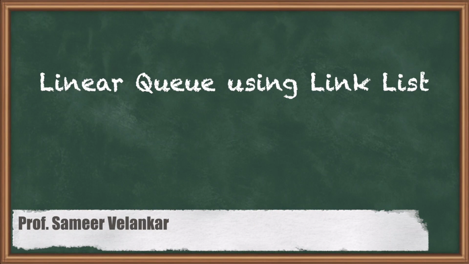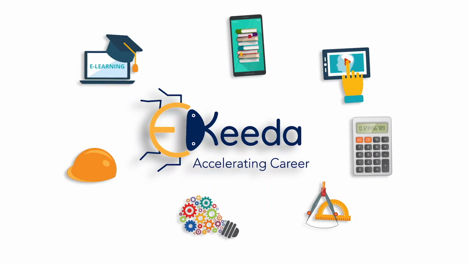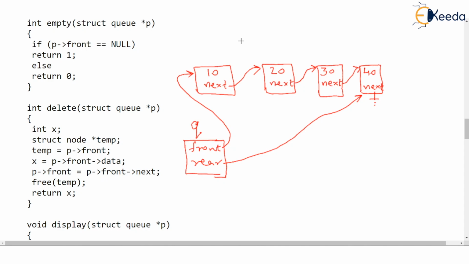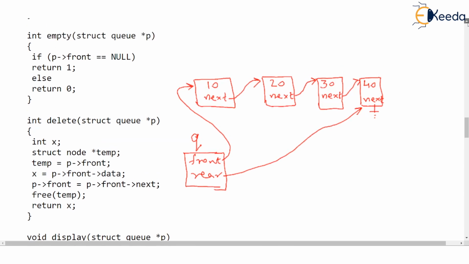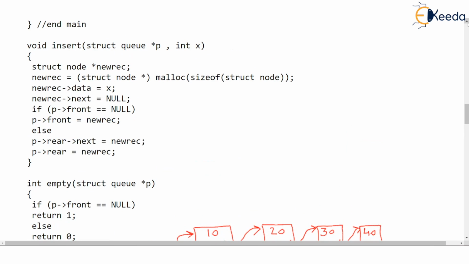Hello dear friends. In this video, we will see how to delete a node from a linear queue. In the previous videos, we saw what a queue is, how a queue can be built using a linked list, and how to write an insert function to insert a new node in the linked list, or rather a queue.